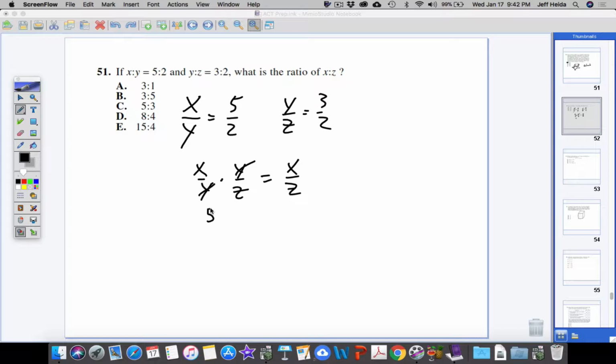So I'm going to take 5 halves and multiply it by 3 halves and get 15 fourths, or 15 to 4, which is E. So a ratio, I always think of them as fractions, and if you think of them as fractions, it's a pretty easy thing to go through and multiply and come up with this ratio.